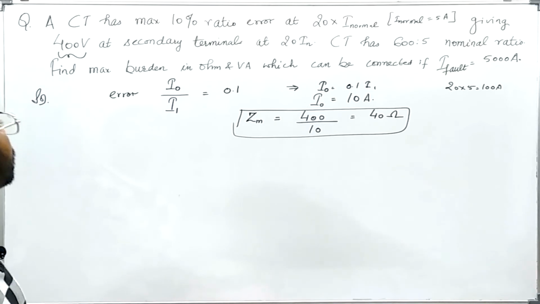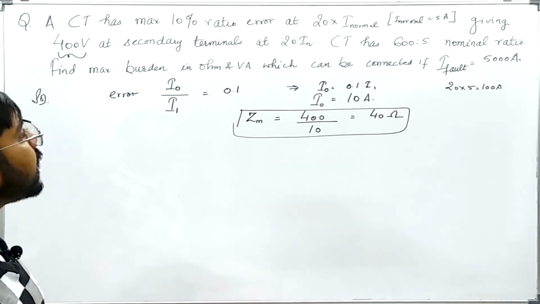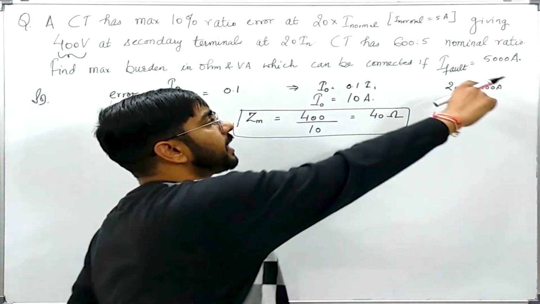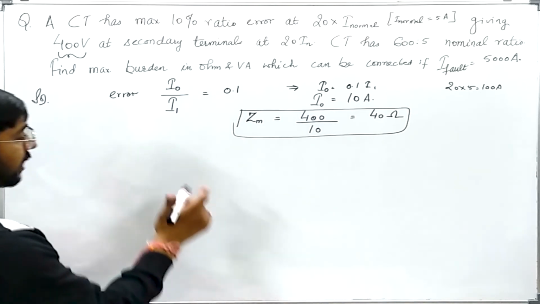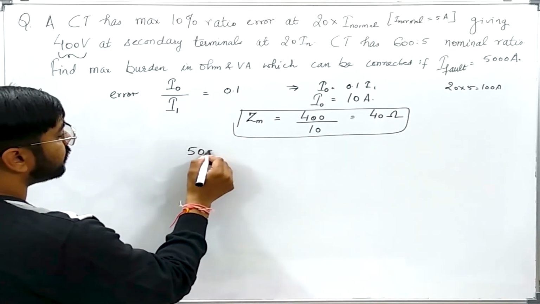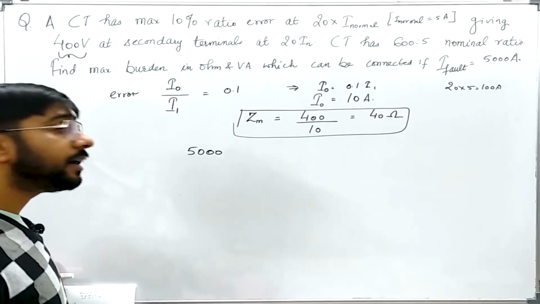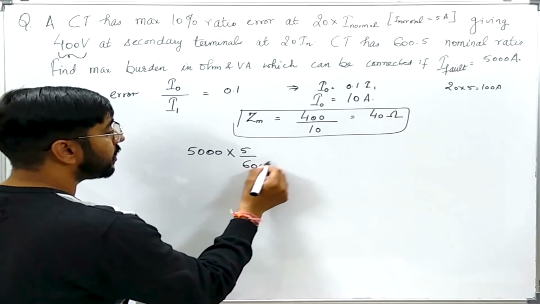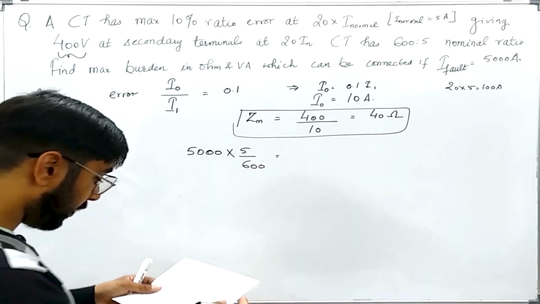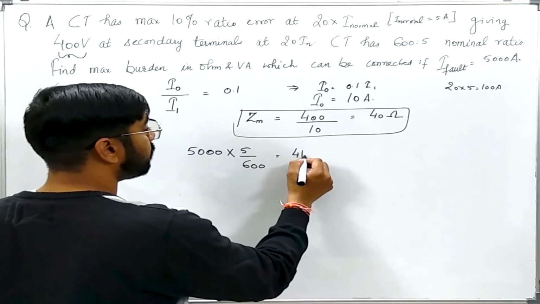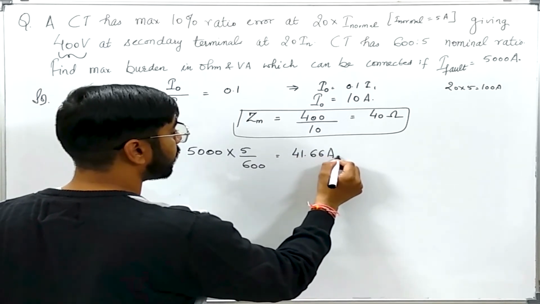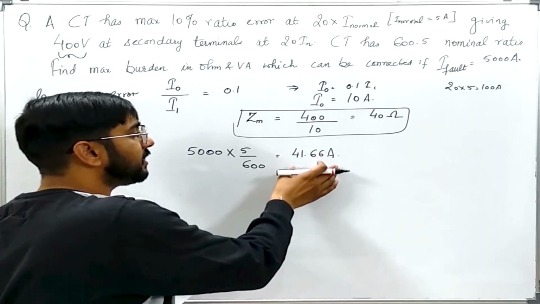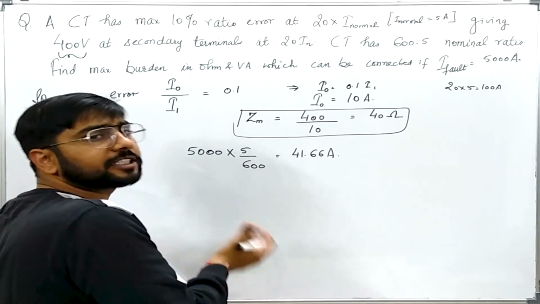Now what we are asked to find is the maximum burden value which can be connected if the fault current is 5000 ampere. So if 5000 ampere is flowing in the primary side of the CT, what will be the current in the secondary side of the CT? It will be equal to 5000 times 5 over 600, and it comes out to be 41.66 ampere.